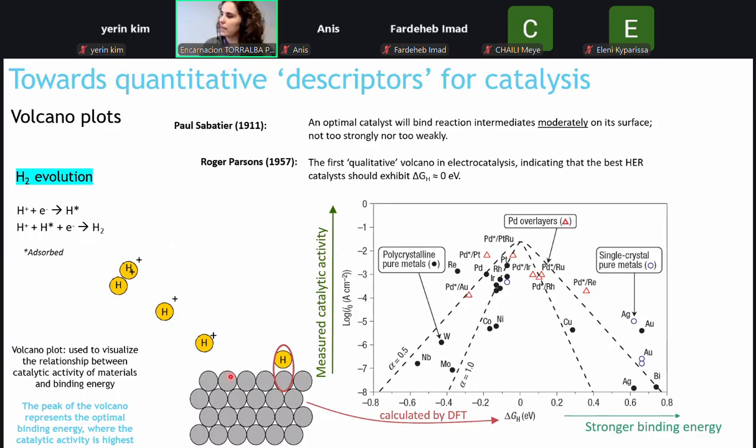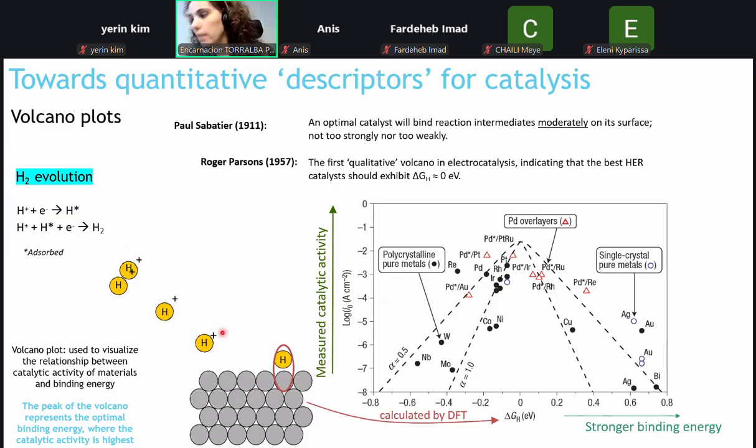So in this case, a quite useful way to study which is the best catalyst in terms of activity will be to present the current activity versus the binding energy. Because if the binding energy is very small, the proton is not going to attach. So if it's not going to attach, the reaction cannot proceed.